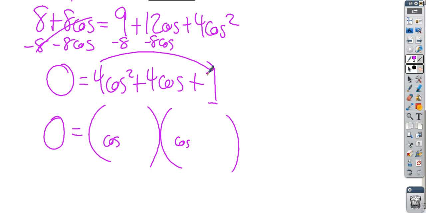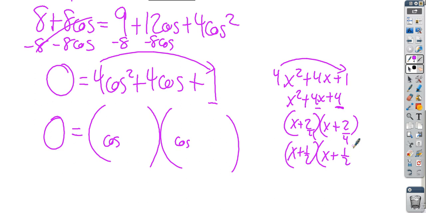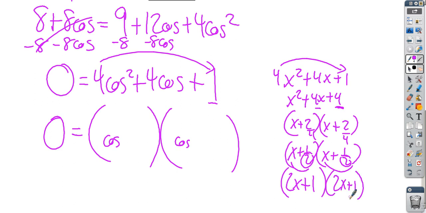Let me just do it with x's instead. So pretend this was 4x squared plus 4x plus 1. Swing this over. You'd have x squared plus 4x plus 4. What numbers multiply to 4 and add to 4? That's 2 and 2. So x plus 2 times x plus 2. Where did the 4 go? It's in here, so that means I get it out by dividing it. So we have x plus a half times x plus a half. And I'll take this 2 and swing it in front. So we have 2x plus 1 times 2x plus 1. So that means this is going to be 2 cosine plus 1 times 2 cosine plus 1. That's called the swing method.